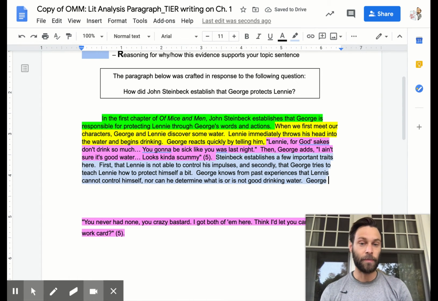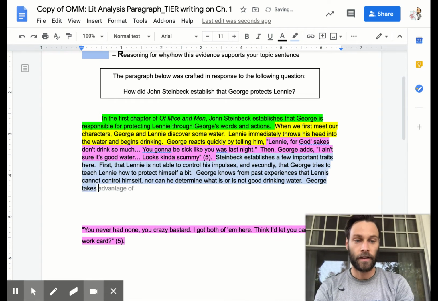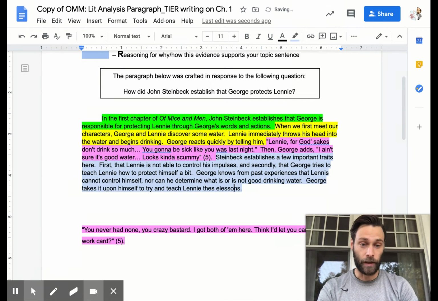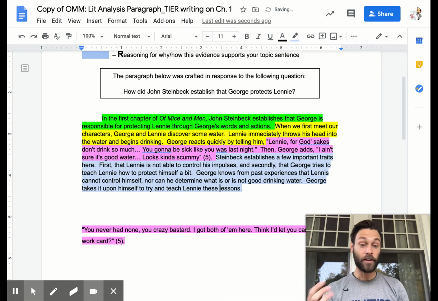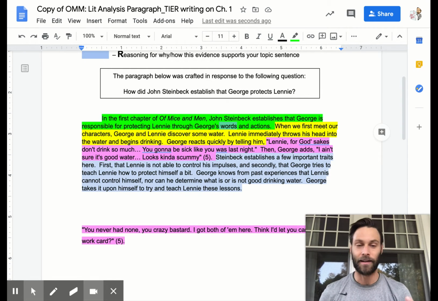So here's me coming back to the idea of George using his words. I'll say George takes it upon himself to try to teach Lenny these lessons. At this point, I've established one pretty good moment of George protecting Lenny, not necessarily by doing anything physically, but by telling him things. That absolutely goes back to my topic sentence, and that's what we want. Everything we write goes back to proving that topic sentence.